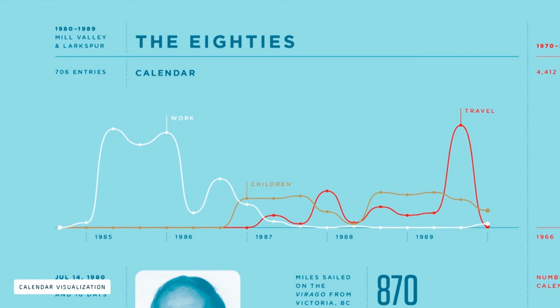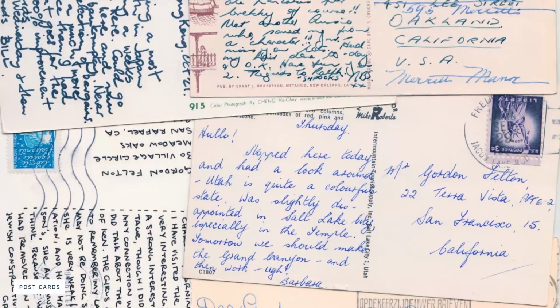I could see that mentions of work were going down over time in the 80s, and mentions of his children and of travel were going up. And this really matched with my recollection of this time with him. He'd gone into retirement and he was spending more time with his children. So this approach was playing out.